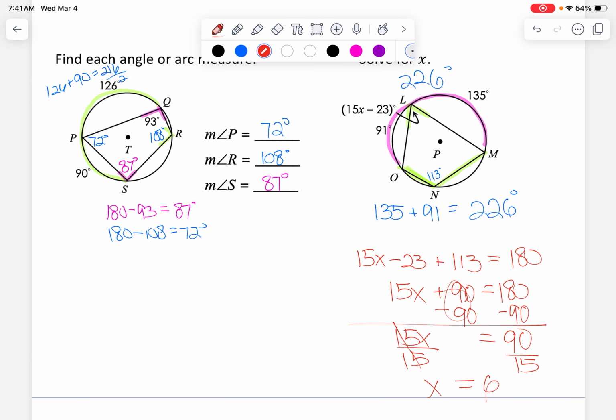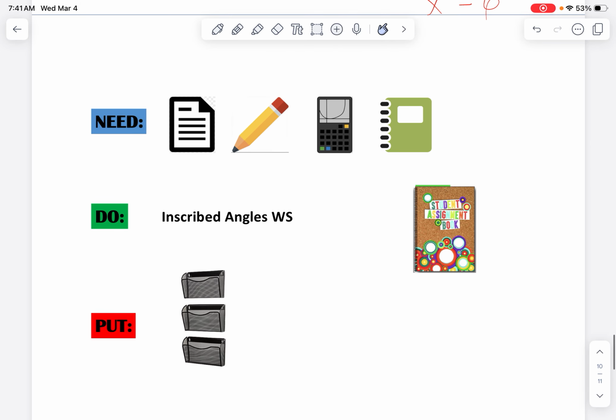So this is inscribed angles, properties, corollaries, and then just a little bit about how inscribed quadrilaterals work. I hope that makes sense.